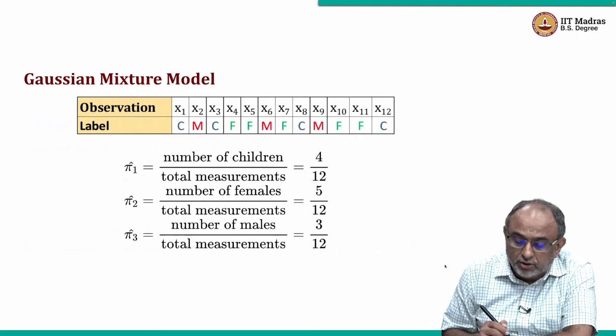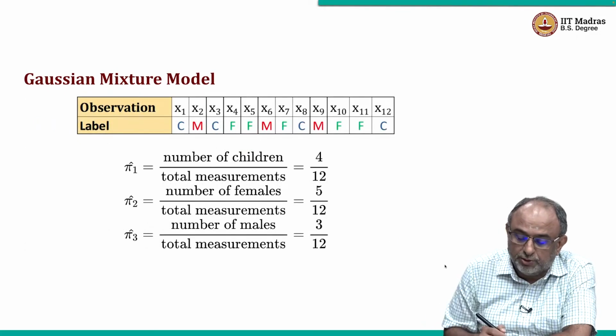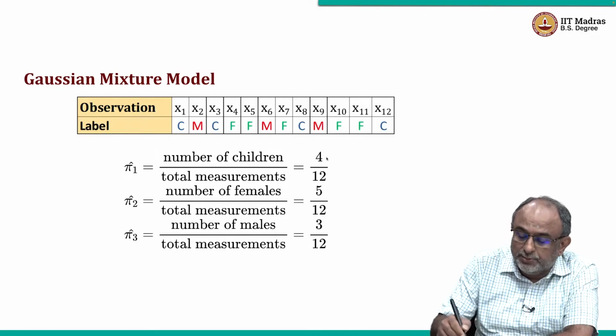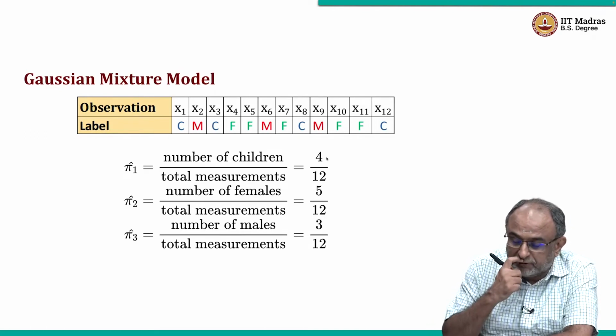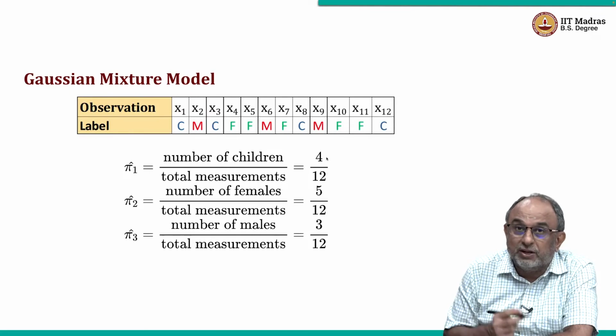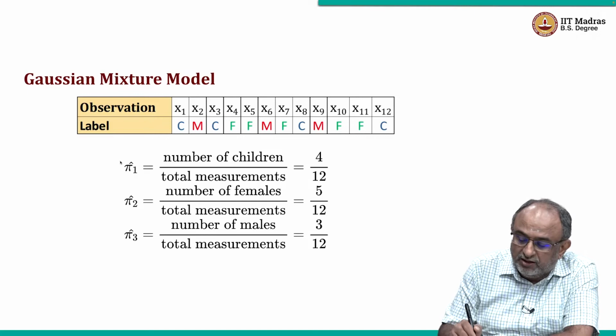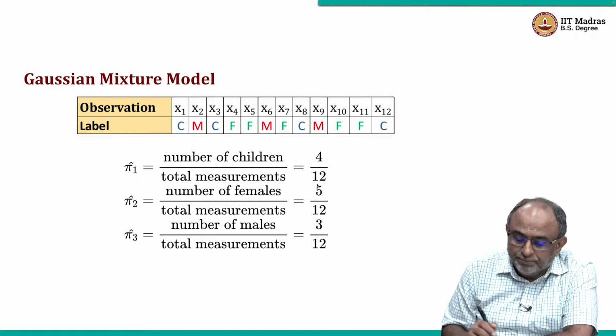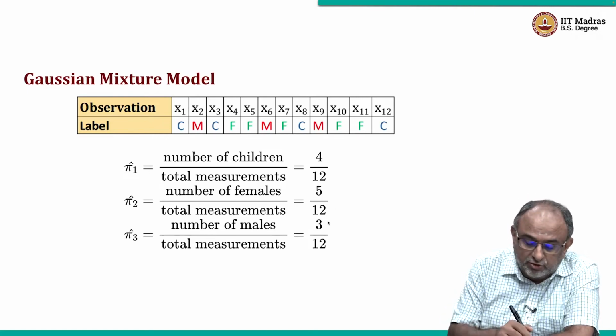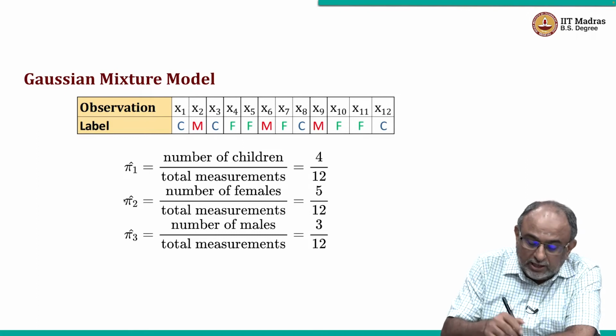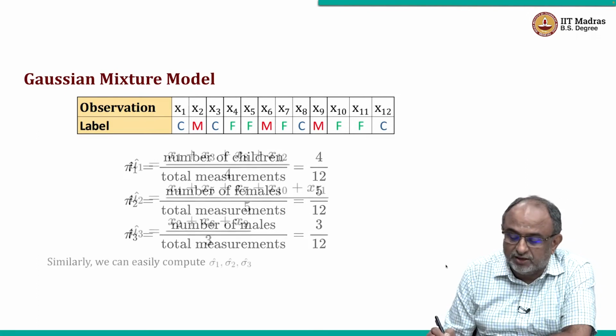So these are very trivial if I have the category information. And this is the proportion that you are talking about: there are 12 measurements, 4 of them belong to children. So 4 by 12 is the W1, the weight I was talking about. Here it's indicated as pi 1. Similarly, the number of females is 5 out of 12 and the number of males is 3 out of 12. So W1, W2, W3 all have to add up to 1. That's the only constraint.